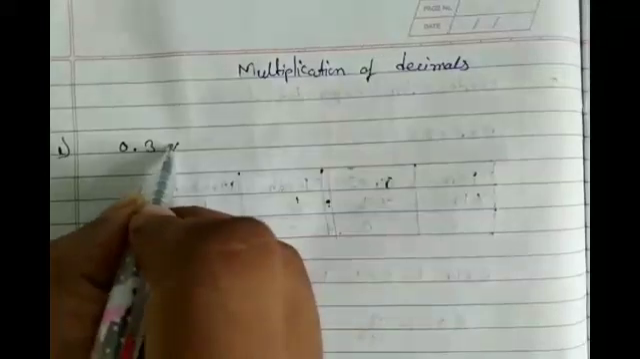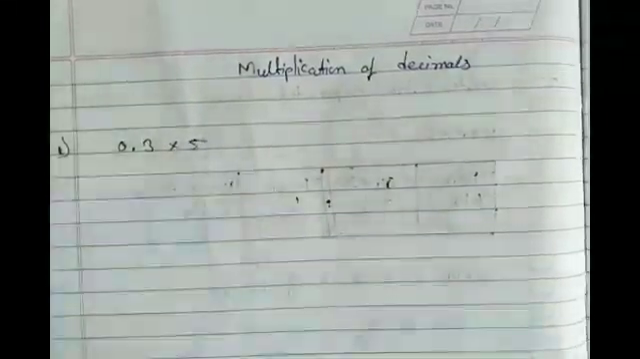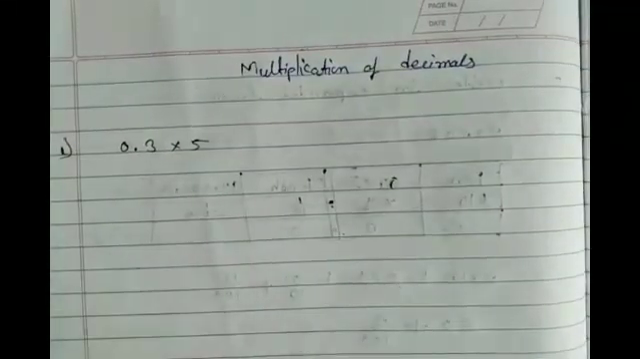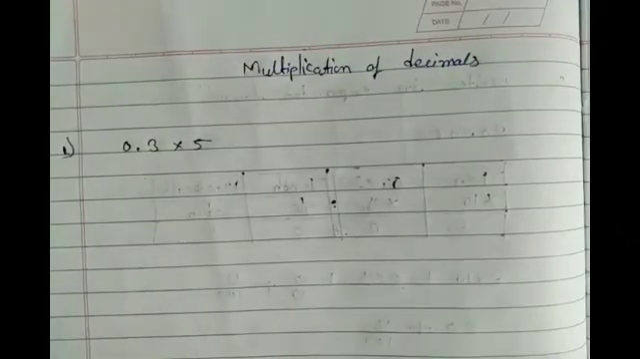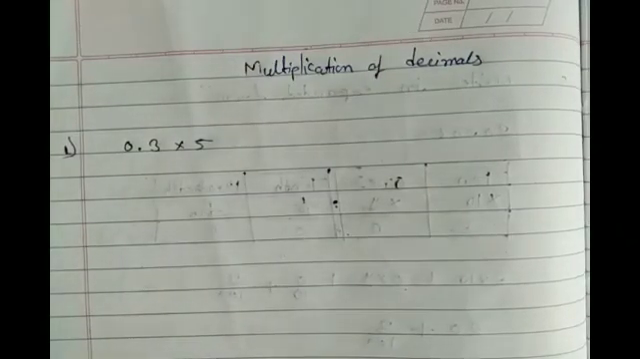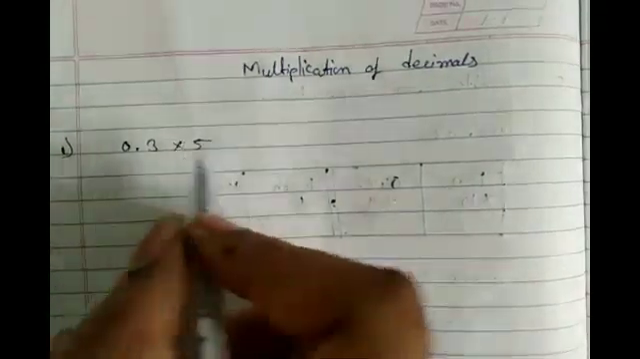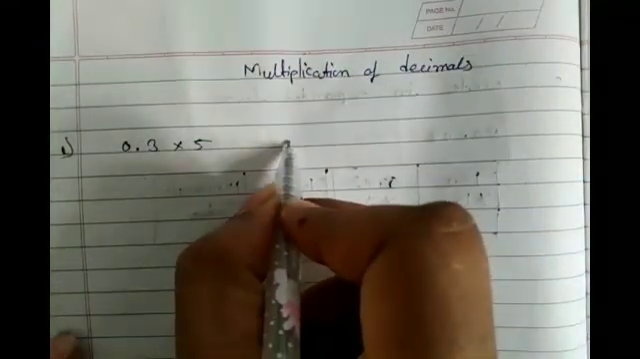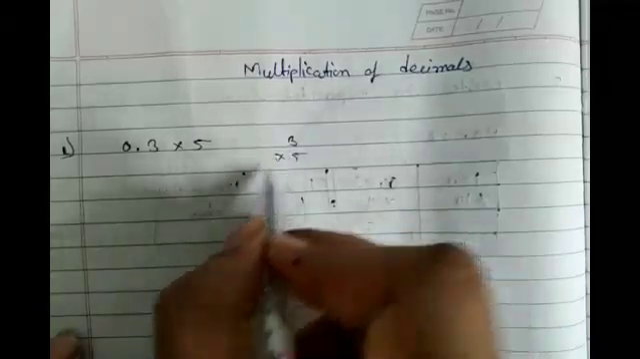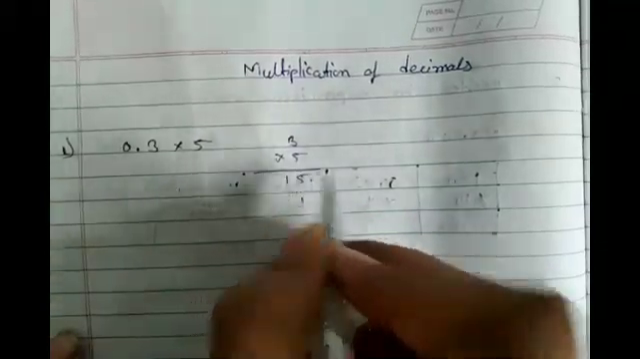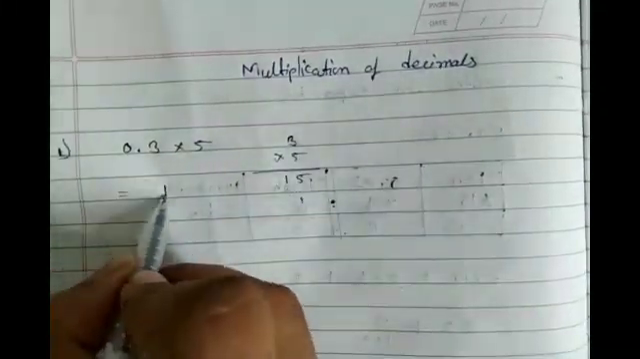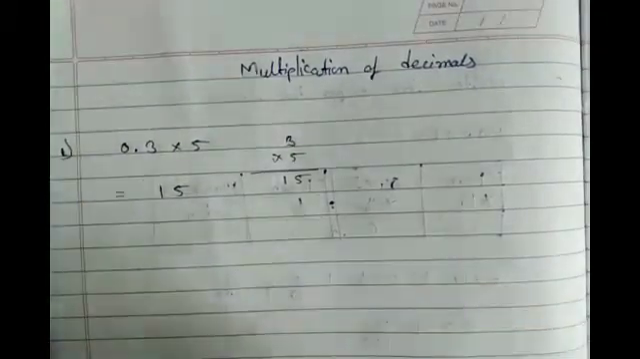0.3 multiplied by 5. Whenever we have to do multiplication of decimal numbers, first, just ignore the decimal point. It means we multiply 3 with 5. What do we get? 15. So write 1, 5, 15.